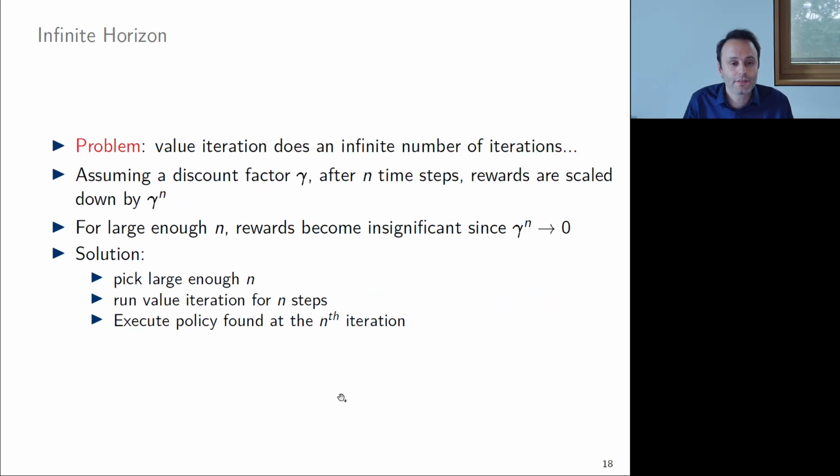So what we do is we make use of the discount factor, because after n steps, the discount factor actually scales down the rewards by gamma to the power of n. And so that means for very large n, the rewards become insignificant. So they're essentially going to 0. So the solution is that we pick a large enough n and then run value iteration for n steps and then execute the policy that we found at the nth iteration.